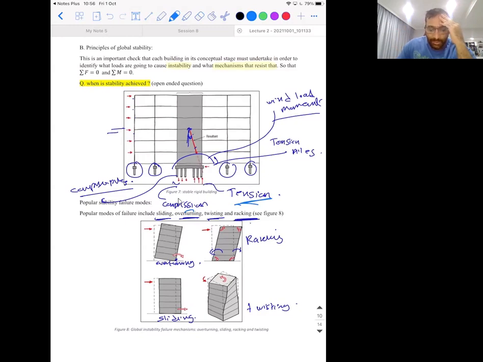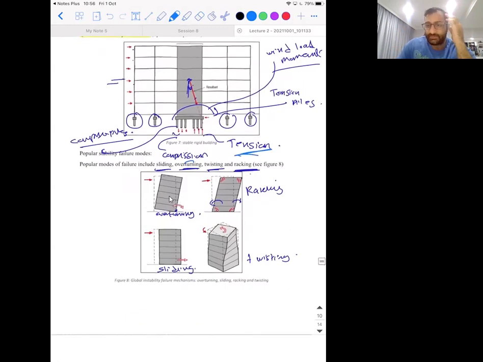Now we're going to talk about some popular modes of failure of buildings. Modes of failure of buildings, not single elements, because we're going to talk about every single element later and explain the modes of failure of each single element. So after you take all of these into account, or maybe before, your conceptual design stage is in play, and you want to know the popular modes of failure that you should be remembering when you're designing a building. Popular modes of failure include sliding, overturning, twisting, and raking.